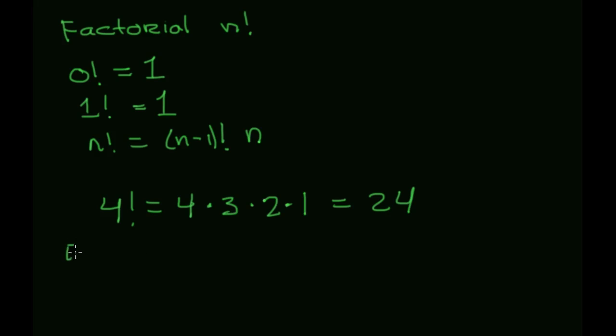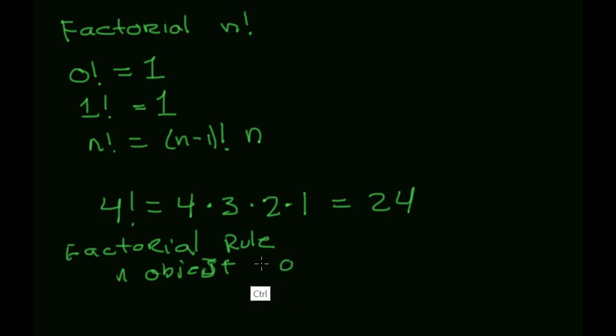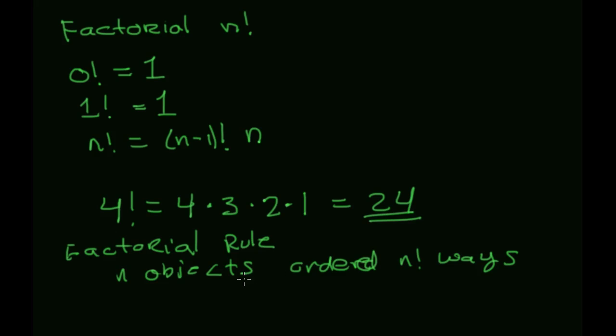Okay, so we get a factorial rule, which says that a collection of n objects, so if I have n objects, can be ordered n factorial ways, right? So like if I had 4 objects, there would be 24 different ways that I could order those objects. So this gets me an idea of a factorial. But here I have to order all the objects, right?